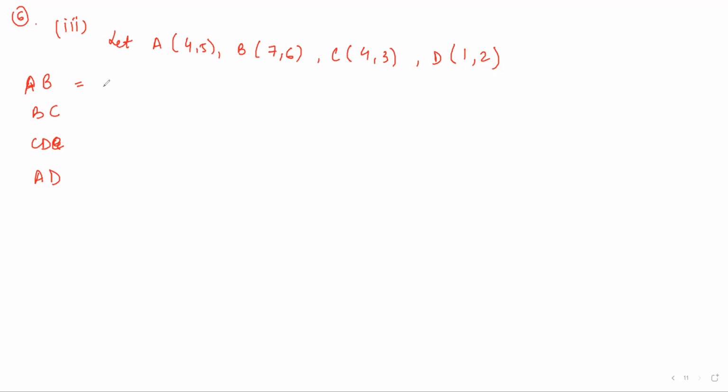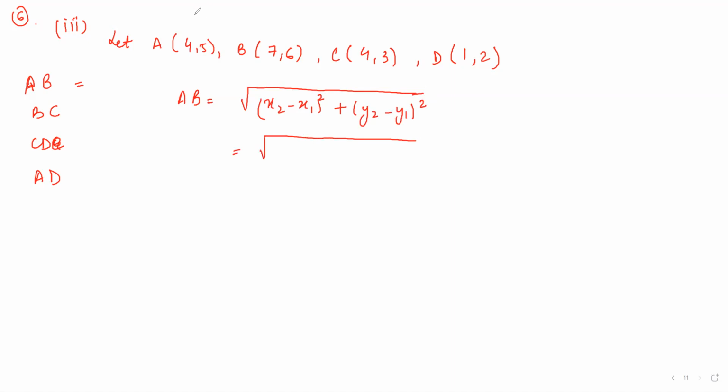4. No, it will not be 4. Okay, let's find AB. So Maria, AB, first of all, write the formula: x2 minus x1 whole square, plus y2 minus y1 whole square. Okay. So how much is x2? Look at A and B. So how much is x2? 7. Okay. And minus x1? 4. Very good. Plus y2? 6. Minus 5. Okay. So far it is correct.